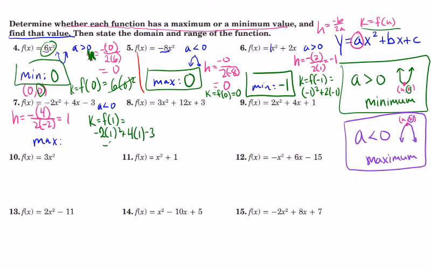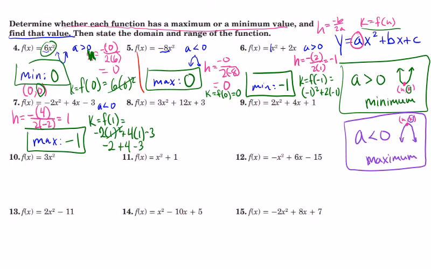So it comes out to negative 2 because 1 squared is 1. Negative 2 times 1 is negative 2. 4 times 1 is 4, minus 3. So we get negative 2 plus 4 is 2, minus 3 is negative 1. So that's our maximum there.